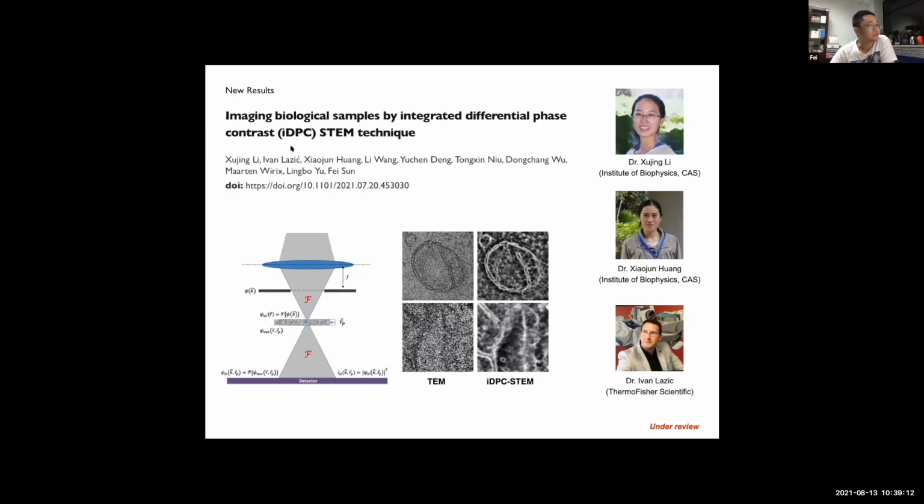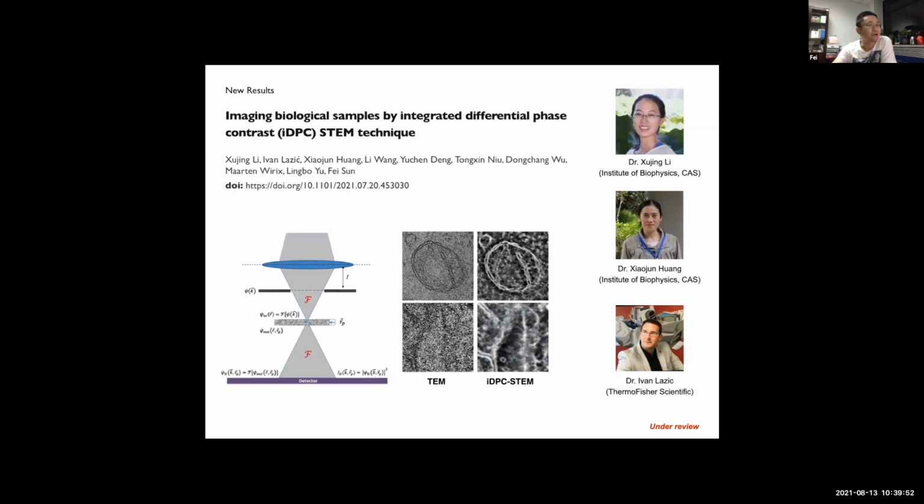Actually, this technology was invented and developed by Dr. Ivan Lazic, and it has been proved quite successful for materials science study. And in this work, we try to explore whether this technology is also suitable and can provide some unique features for biological samples.